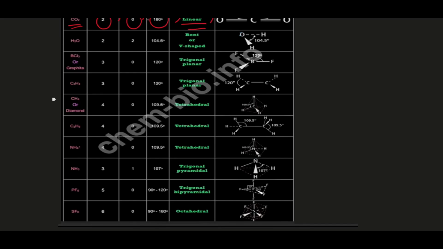Do you see the pattern? I think you can see the pattern, right? It's kind of simple: if you have two bonding pairs of electrons around the central atom with zero lone pairs, you are bound to have 180 degrees as the bond angle and the molecular shape will be linear. This is the diagram basically.